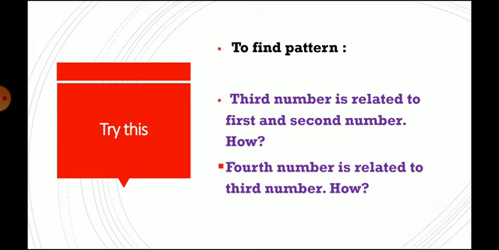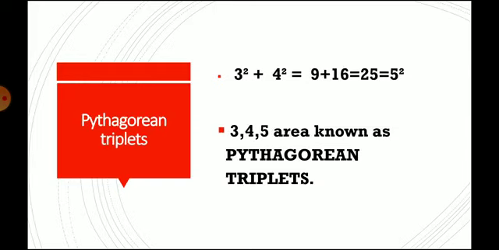The third number is related to the first and second number. How? The fourth number is related to the third number. How? Okay, so this is the pattern. You should find out the pattern. Okay, so this is called Pythagorean triplets.